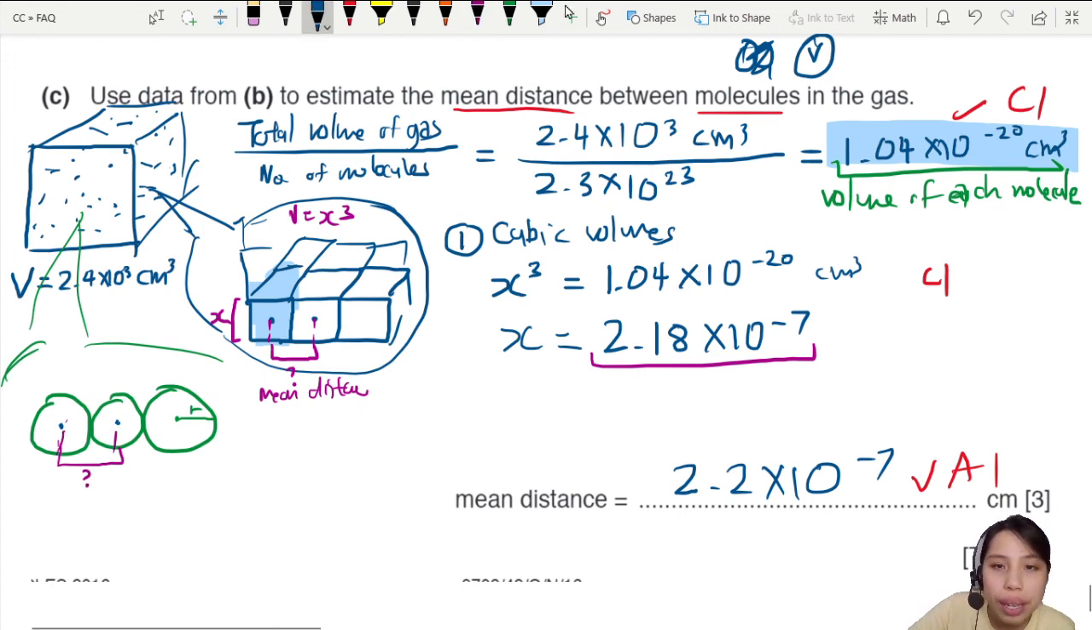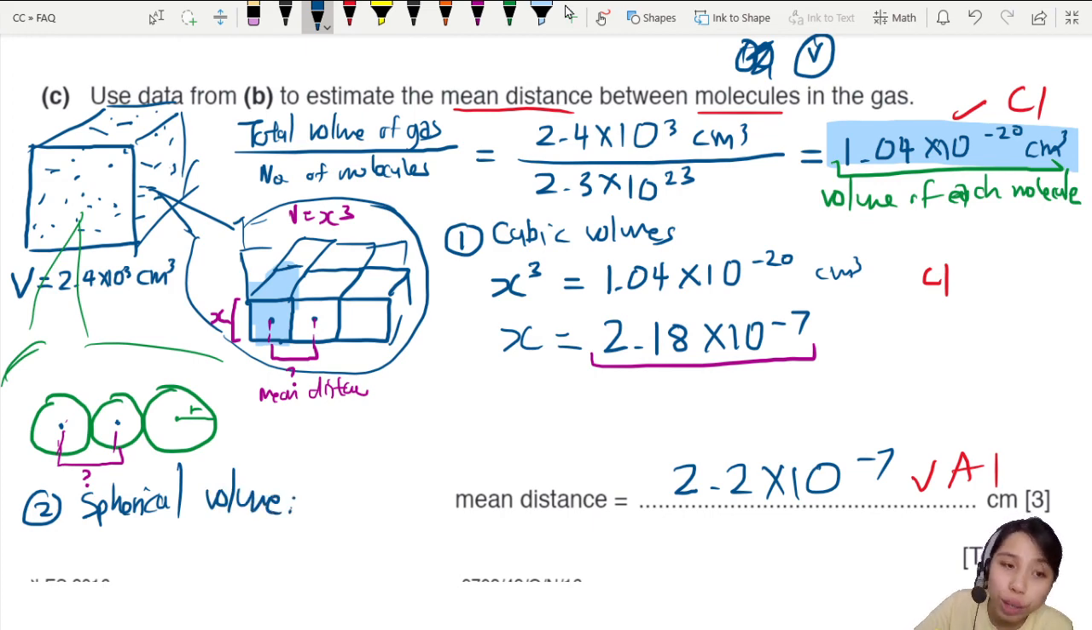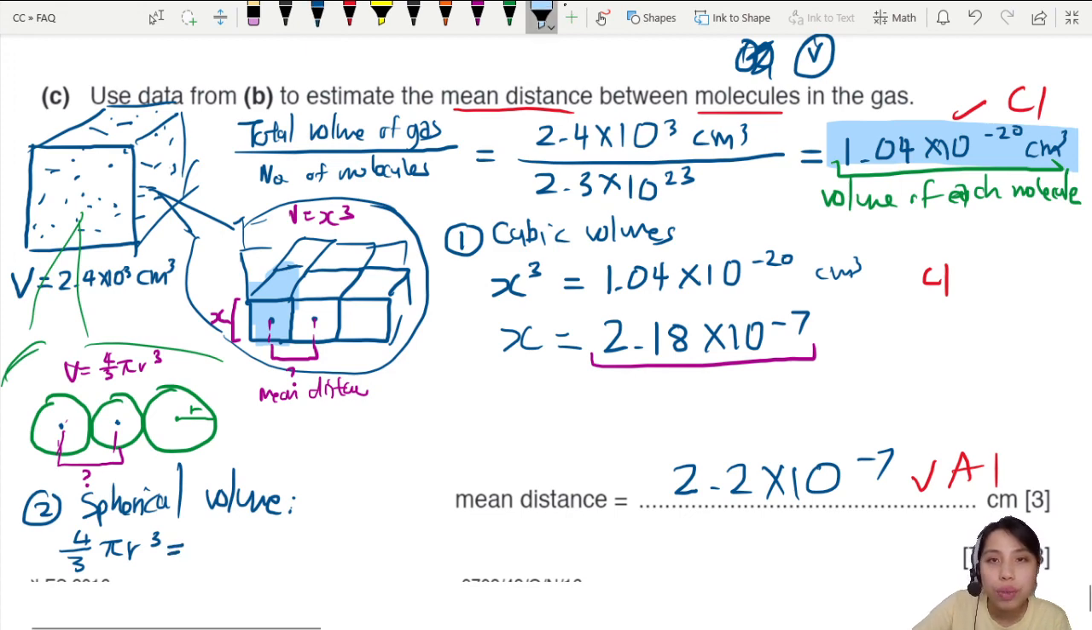Well, you would do the same thing, except that now, for method number two, you are thinking of a spherical volume instead of a cubic volume. So you think of spherical volumes. What's the volume of a sphere? Can you remember? V equals 4 over 3 pi r cubed. If we can find r, we can find this mysterious distance. So 4 over 3 pi r cubed equals one sphere's volume.